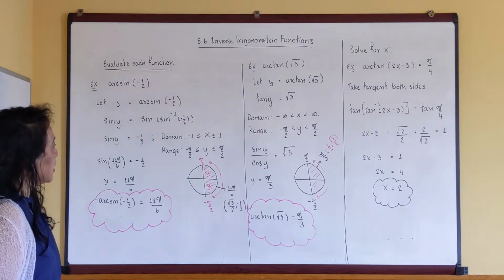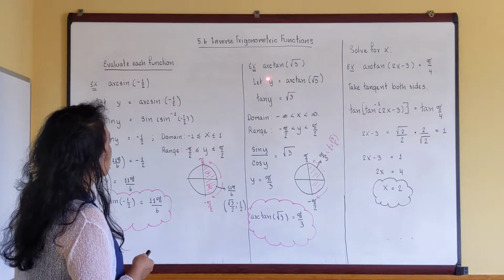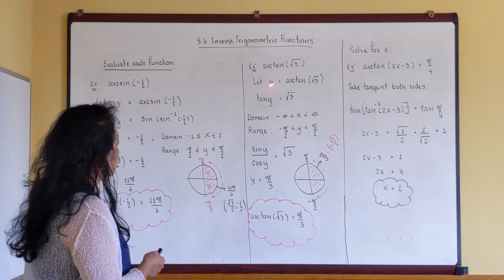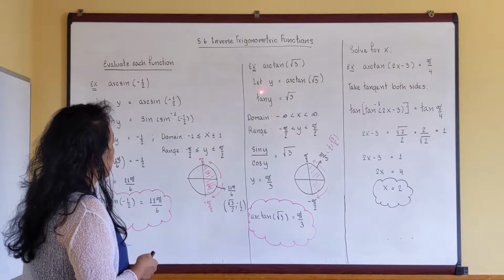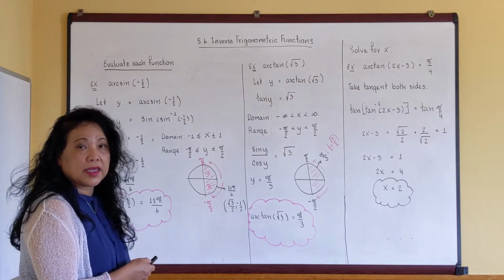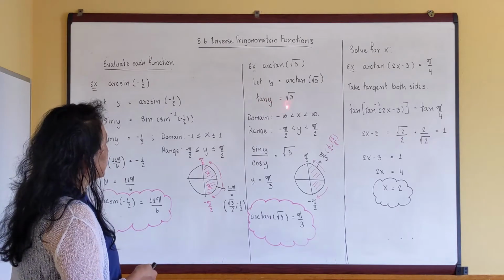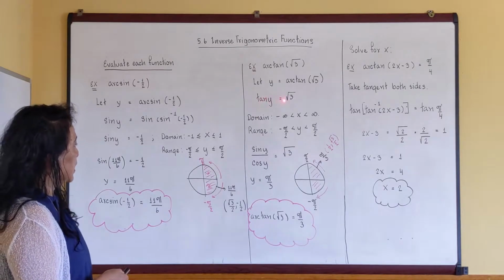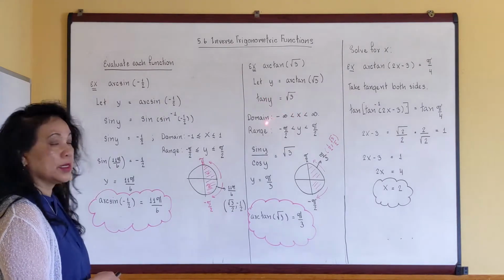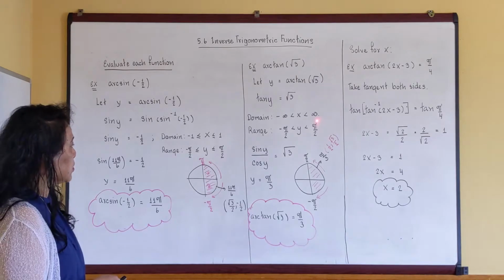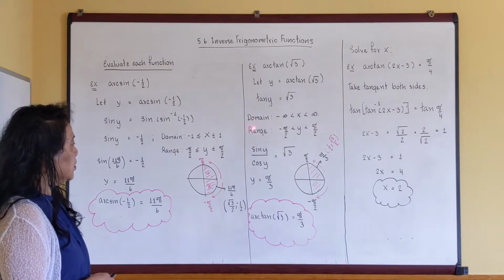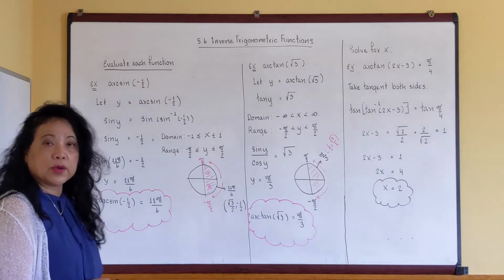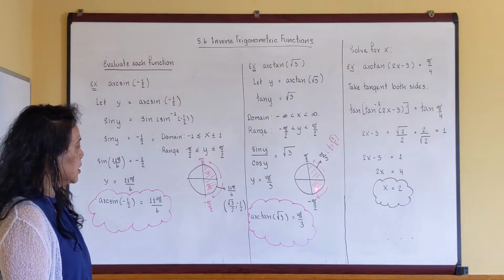Alright, same idea, I'll just do one more example, arctangent of square root of 3. I set it equal to y, then I take tangent of both sides. Then I have tangent of y equals square root of 3. Again, read the book. For inverse tangent, x can be negative infinity to positive infinity, but the range is only negative pi over 2 to pi over 2, which is only the first and fourth quadrants.